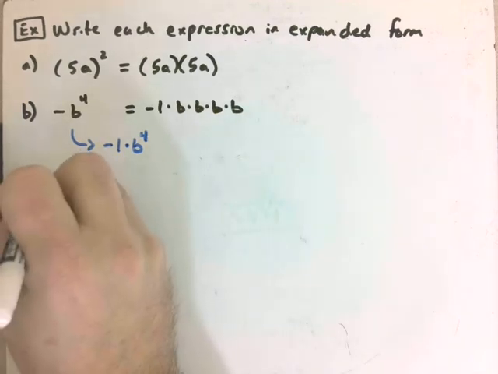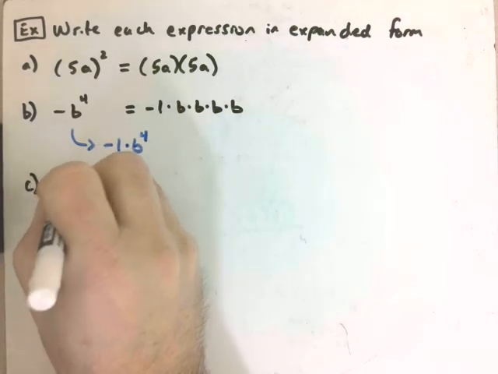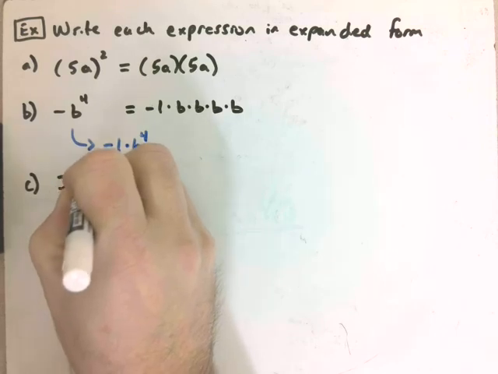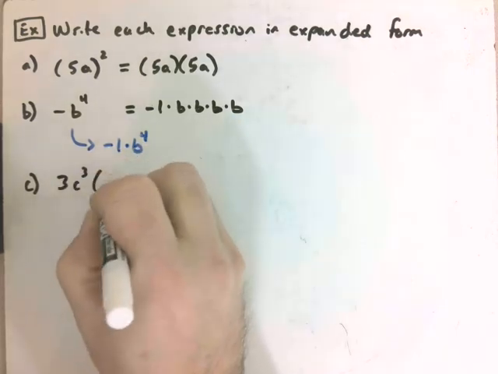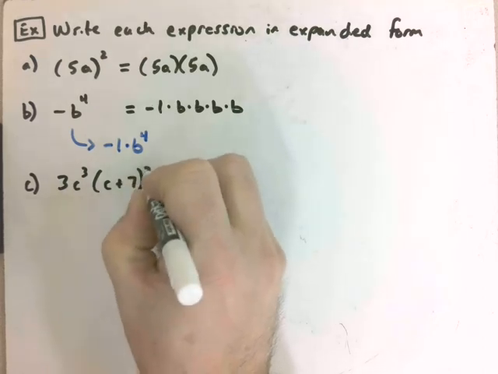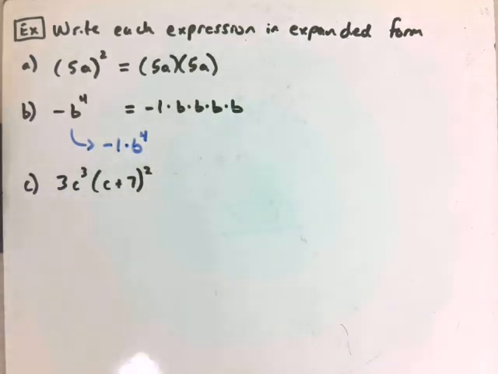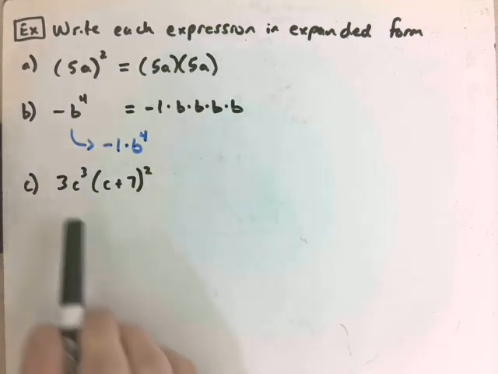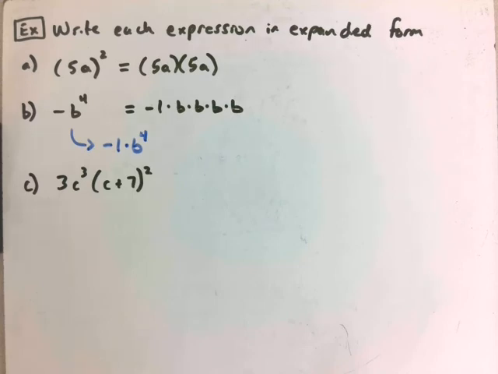For letter C, we have 3c cubed multiplied by the quantity c plus 7 squared. So again, what you have to do to do this problem successfully is identify what the base of each of your exponents is.